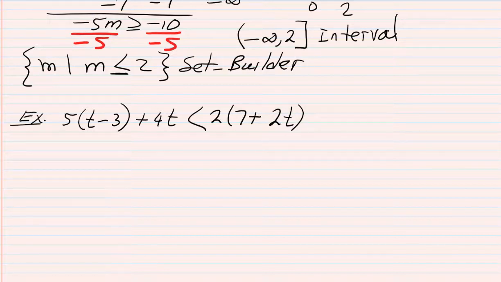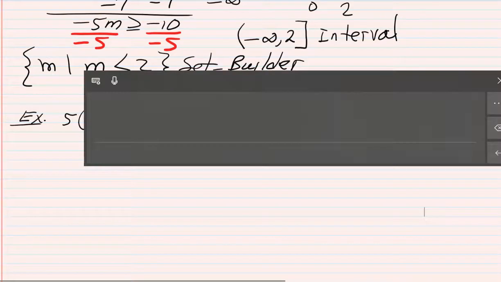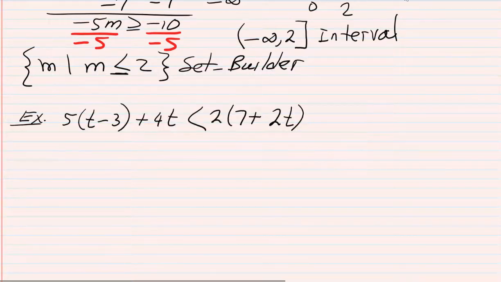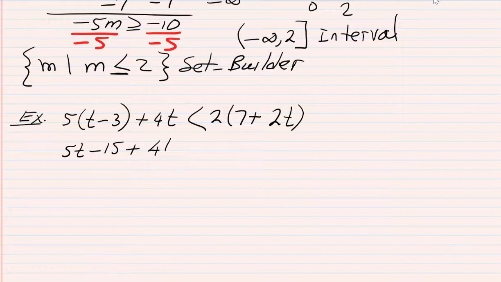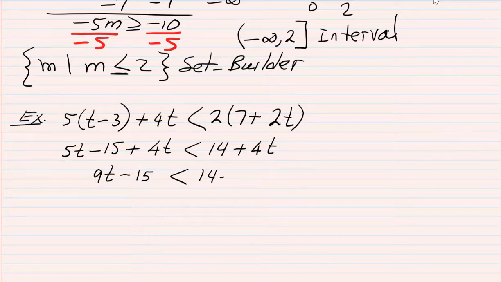So our first step is to remove parentheses from the expression. To do that, we're going to use the distributive property. I'm going to multiply 5 times t and 5 times 3. And same thing on the right side, 2 by 7 is 14, plus 2 by 2t makes it 4t. And combining like terms on the left, we get 9t, since 5 and 4 make 9. 9t minus 15 less than, on the right side I just have 14 plus 4t.